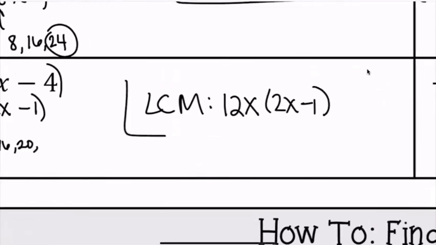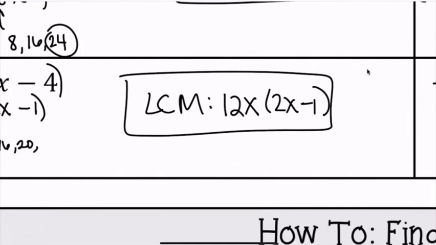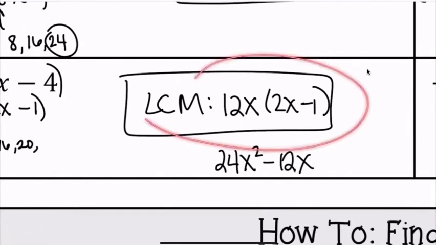And there we go. So again, we can leave it like this. If you want to remultiply, this would make 24x squared minus 12x. But like I said before, we're going to leave it like this for the most part, just so we can practice simplifying when we get to expressions.